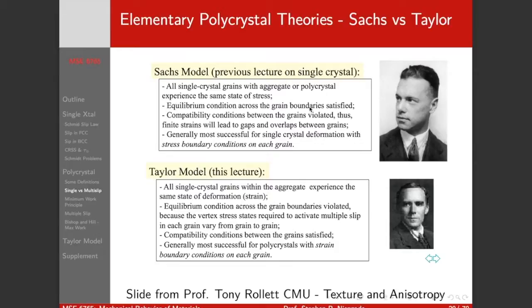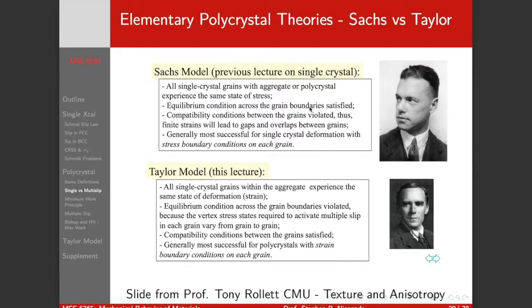Unfortunately, if all the grains see the same stress, they all have different slip systems that activate. So that means the deformation between the different grains is not going to be compatible, right? So finite strain is going to end up leading to gaps and overlaps between the grains. So it's not satisfactory from that point of view.